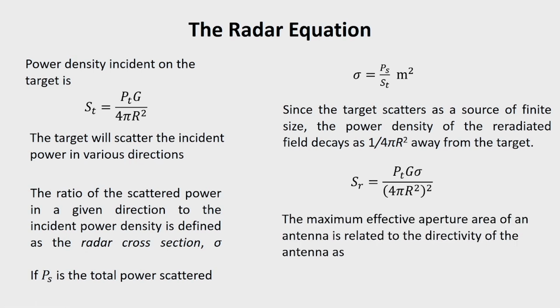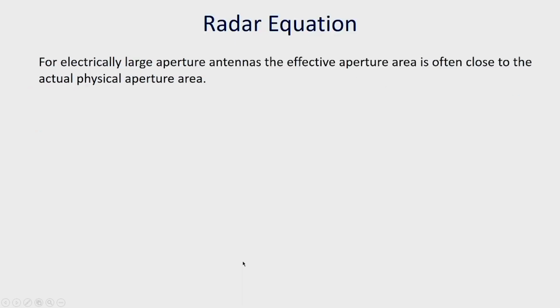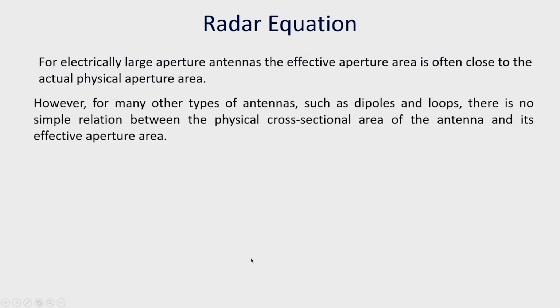Now, this power density is incident on the receiving antenna. Depending upon the effective aperture of the antenna, it will receive power. The maximum effective aperture area of an antenna is related to the directivity of the antenna as effective aperture is equal to D lambda square by 4 pi, where lambda is the operating wavelength. For electrically large antennas, effective aperture area is often close to the actual physical area, but for many other types of antennas, the common ones being dipoles or loop antennas, there is no simple relation between the physical cross sectional area of the antenna and its effective aperture.